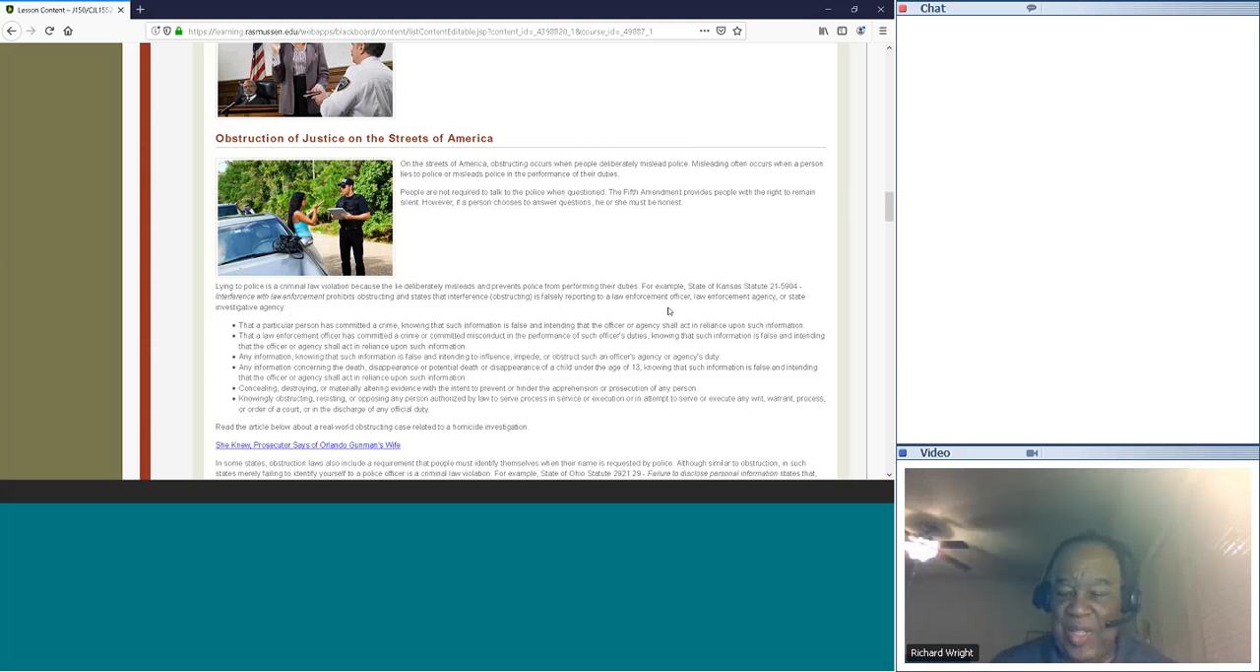deliberately misleading police. Look at the Kansas state statute that we have here in our module, and it talks about anyone who prohibits obstructing and states that or interferes or obstructs or falsely reporting to a law enforcement officer, agency, or state investigative agency that a person has committed a crime, knowing that such information is false, and that the officer or agency shall act in reliance upon such information. That's kind of like what I was talking about with the Jussie Smollett case. There's been other instances in the news recently, false kidnapping cases as well.